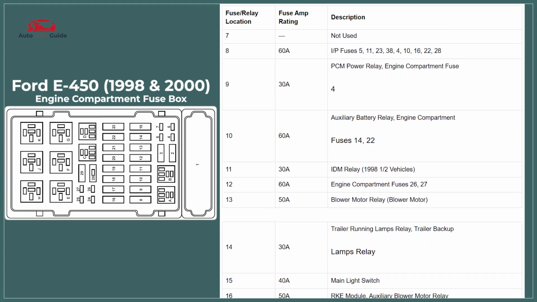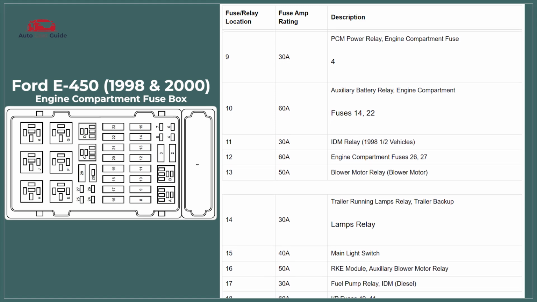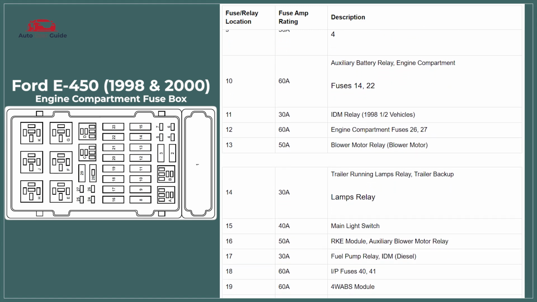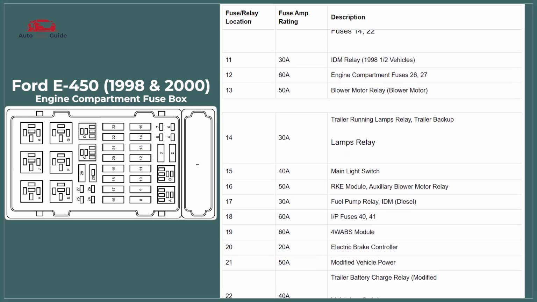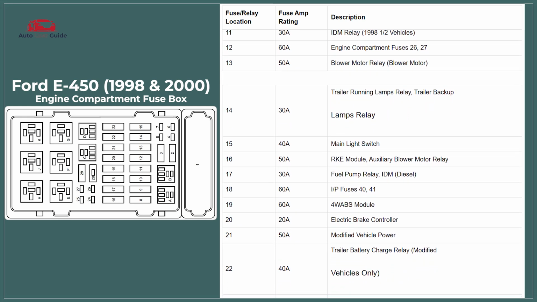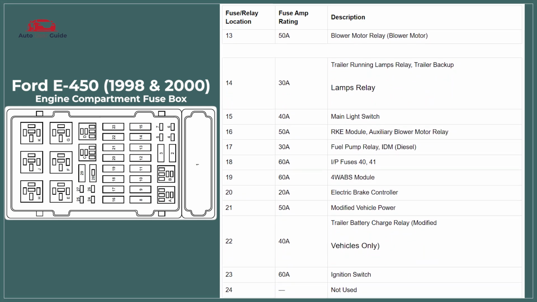It contains high-current fuses and relays designed for rugged engine bay conditions. Fuse and relay positions are clearly labeled for efficient diagnostics. The setup ensures stable power distribution to essential drivetrain components.